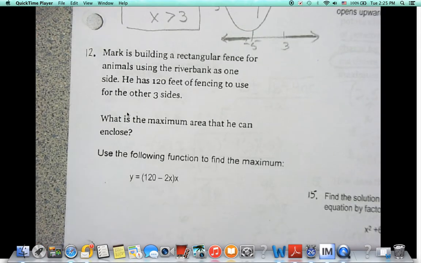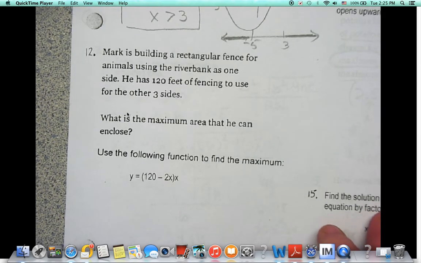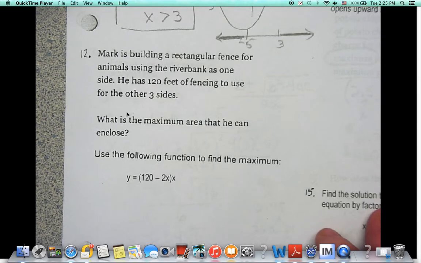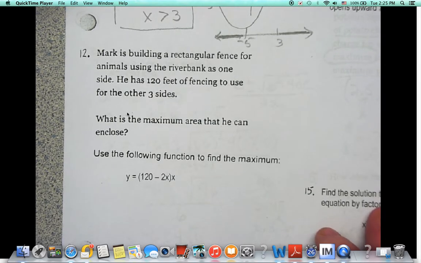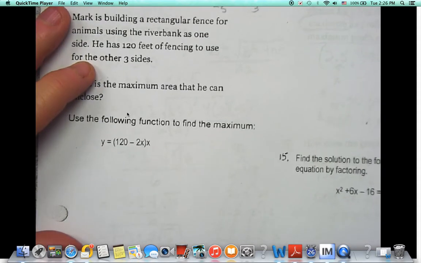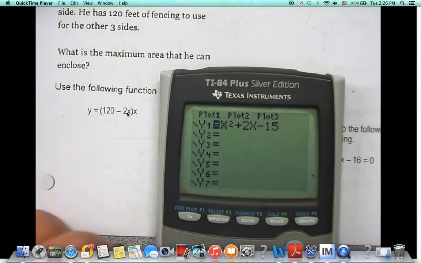Okay, 12. Mark is building a rectangular fence for animals using the riverbank as one side. He has 120 feet of fencing to use for the other 3 sides. What is the maximum area that he can enclose? It says to use this function to find the maximum. So 120 divided by 3. No, you have to put this in y equals.